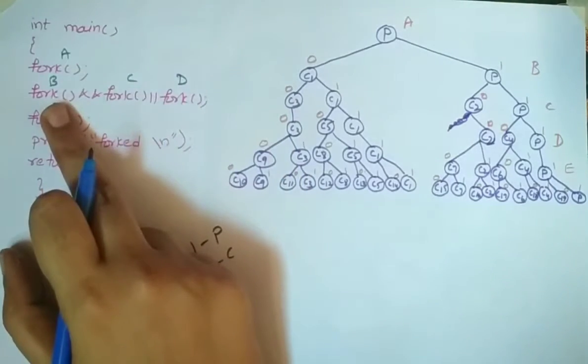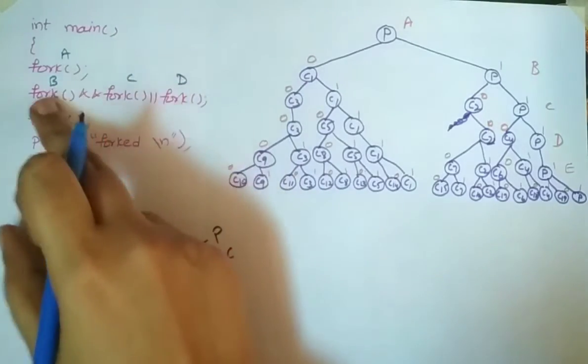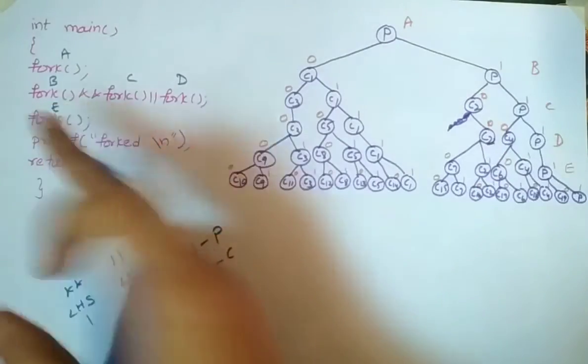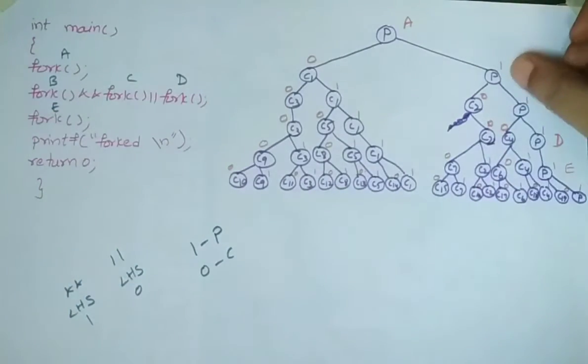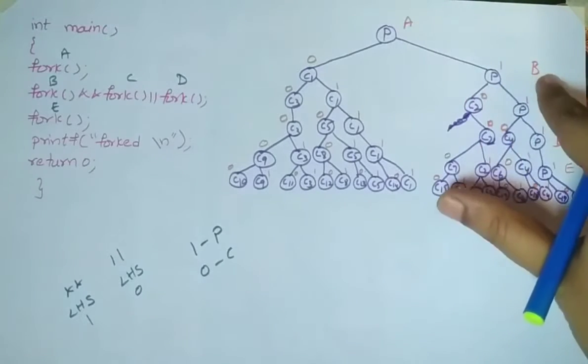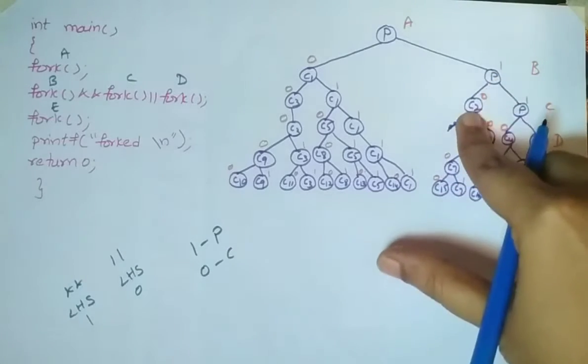Next one, fork B. This one also we can solve easily, right? For fork B, it is going to create a child process. For this process P, the fork B is called at level 1. Then it will give a parent process and a child process itself.